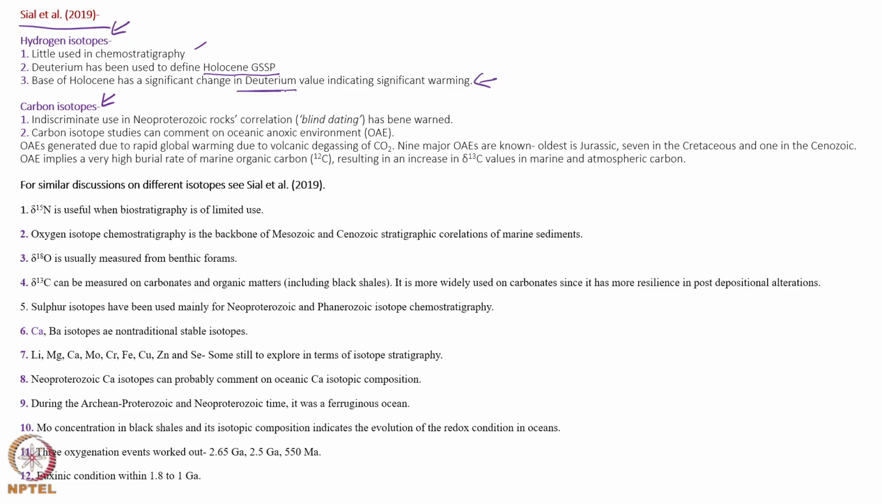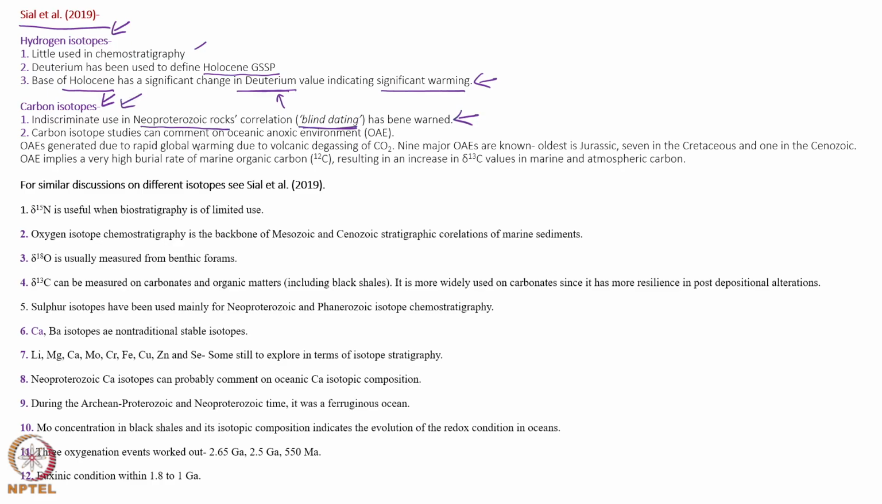If there is a change in deuterium value that can indicate significant warming, the Holocene is a time of warming. The glacial event was going away and warming started, and it is indicated by the change in the deuterium values. Carbon isotopes: there has been indiscriminate use of Neoproterozoic rocks' carbon isotopes, and this has been called a blind dating, and this sometimes has given wrong results.